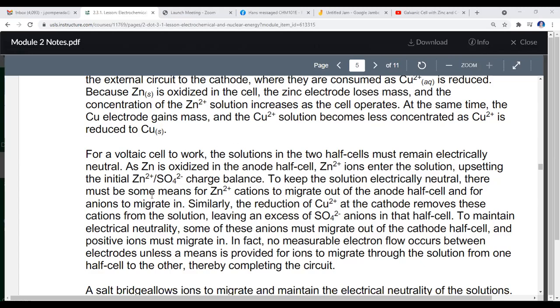Hindi na siya neutral. Kaya mas nagdamo ang zinc 2+. So, hindi na siya neutral. How do we address this? Or how does the voltaic cell design work? That way, it will not continue to happen.